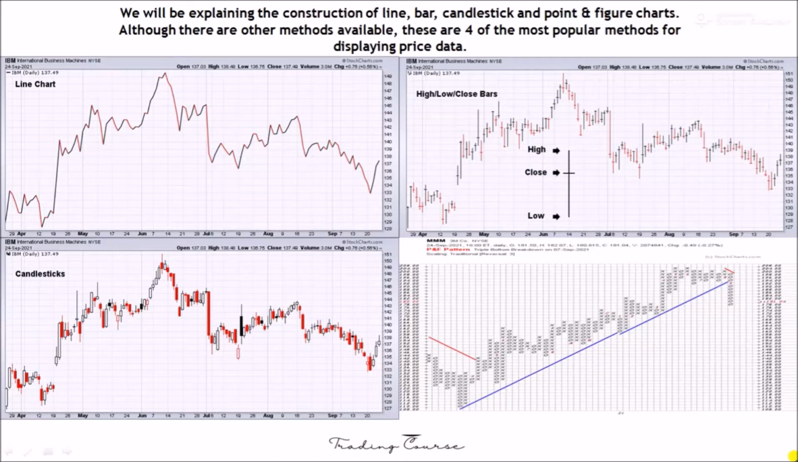We will be explaining the construction of line, bar, candlestick and point and figure charts. Although there are other methods available, these are 4 of the most popular methods for displaying price data.